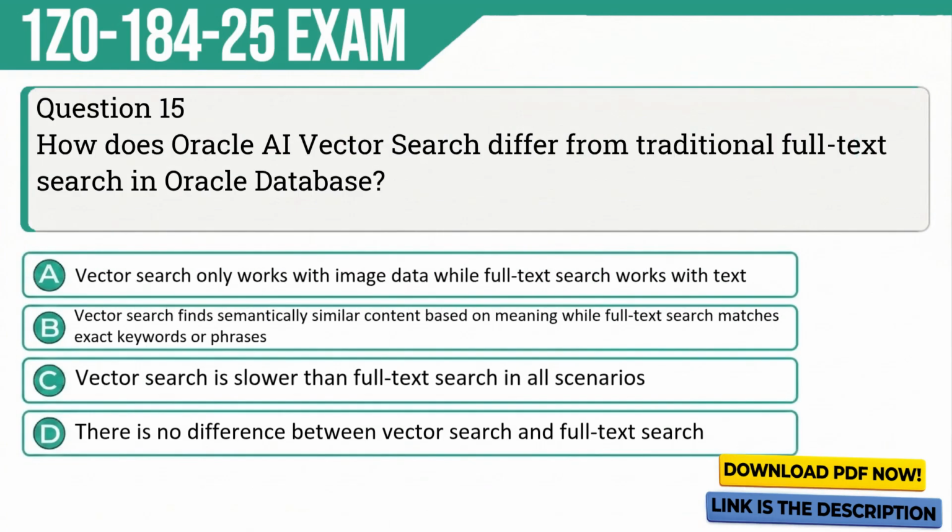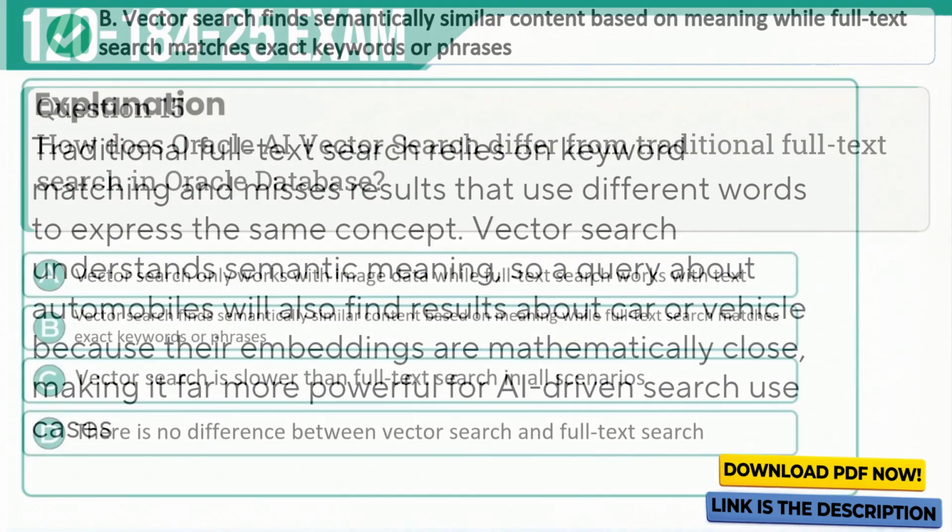Question 15. How does Oracle AI Vector Search differ from traditional full-text search in Oracle Database? A. Vector search only works with image data, while full-text search works with text. B. Vector search finds semantically similar content based on meaning, while full-text search matches exact keywords or phrases. C. Vector search is slower than full-text search in all scenarios. D. There is no difference between vector search and full-text search. Correct answer.